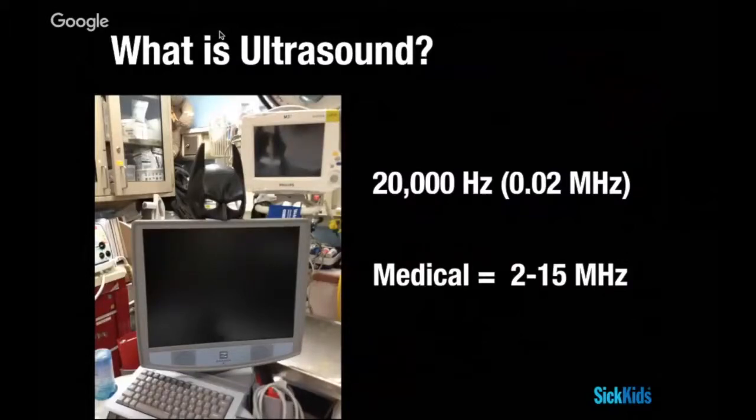And you're going to hear me say over and over again that I don't like thinking about ultrasound as sound. I like to think about it as percussion. I like to think about it as a pressure wave because it makes a lot more sense when you do. But that's all that sound is.